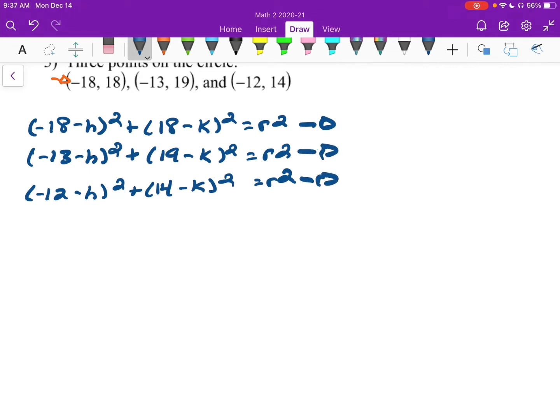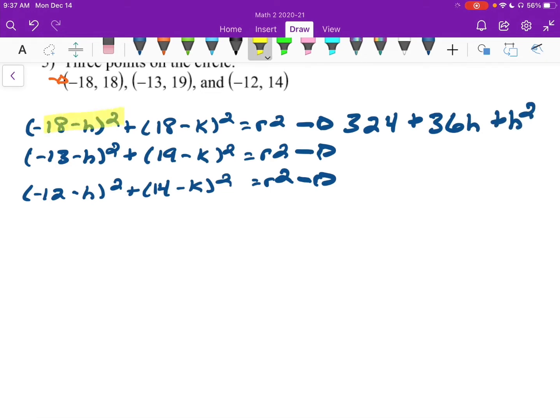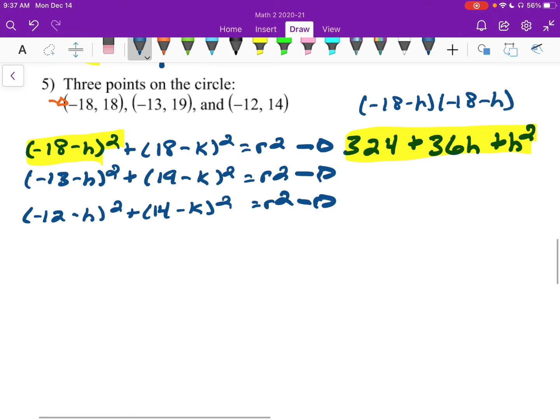The top one, I have 18 squared, and I'm going to need a calculator. 18 squared turns into 324. Then I'm going to have plus 18 times 2, which is 36h, plus h squared. What I did there is I just distributed this piece. If you need to, you can write out negative 18 minus h, negative 18 minus h. But it would be good for you to start to be able to distribute without doing that.